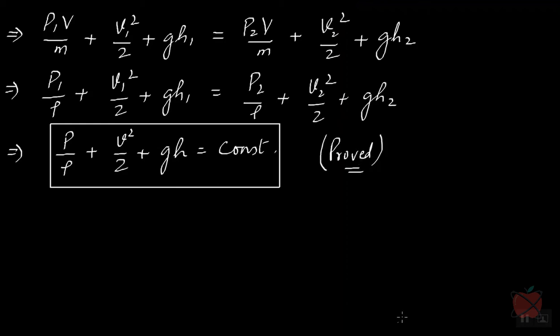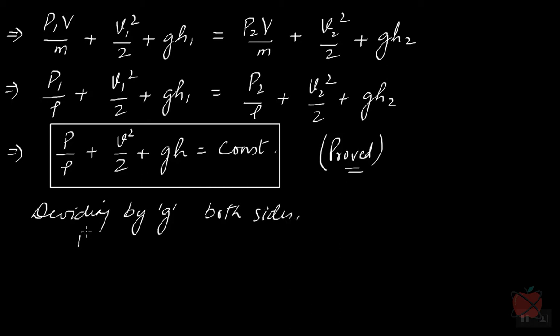Okay, right. Now the Bernoulli's theorem can be stated, or it can be written in some other form, dividing by G both sides. So if you divide by G both sides, you get P by rho G plus V square by 2G plus H, this is constant, divided by G is another constant.